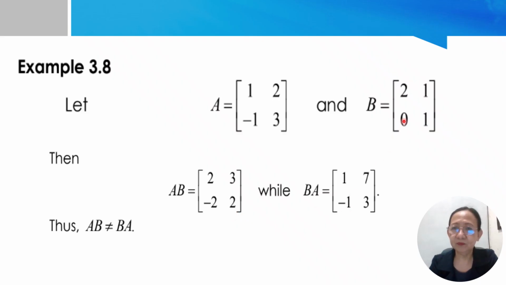Now in our BA, let us see, we have here 2 times 1 is 2 plus 1 times negative 1. So 2 minus 1 is 1, and then 2 times 2 is 4 plus 1 times 3 is 3. So 4 plus 3 we have here 7. And then we have 0 times 1, 0, and then 1 times negative 1, of course, we have a negative 1. And then we have 0 times 2 is 0, then 1 times 3 is 3. So our BA is 1, 7, negative 1, 3.